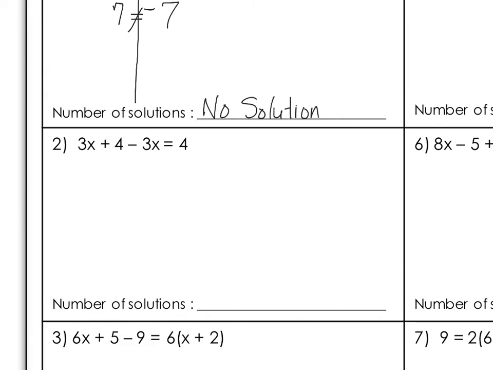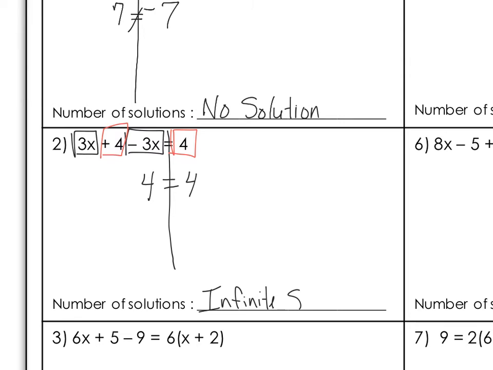Number 2, again, going through, there are no parentheses, so I look to combine like terms. I can combine this 3x and the minus 3x together on the left-hand side. If I do that, those terms are eliminated because 3x minus 3x equals 0. That would leave me with the constant term of 4 on the left, and the constant term of 4 on the right-hand side. So 4 on the left, 4 on the right. 4 does equal 4. That is a true statement. This would be infinite solutions.